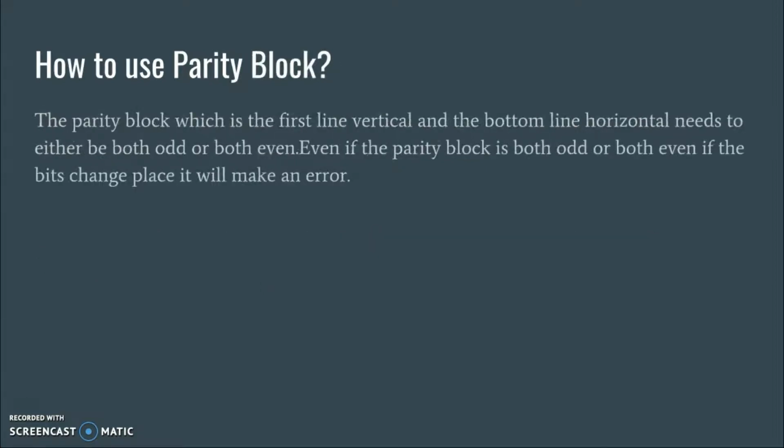So next, how to use parity block. Parity block is the first line vertical and the bottom line horizontal, and both need to be odd or even. Even if parity block is both odd or even, if the bits change place, it will make an error. So let's take a look at an example.